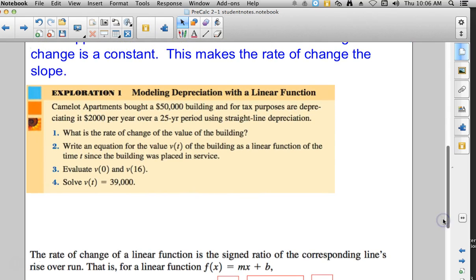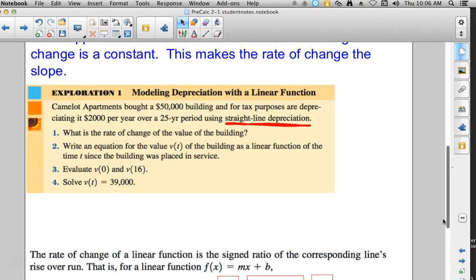So let's look at this little word problem in exploration. It says, Camelot Apartments bought a $50,000 building and for tax purposes are depreciating it $2,000 per year over a 25-year period using straight line depreciation. Now, for your homework, this is important. Let's say we know nothing about accounting. How would we know if they just gave us the numbers that this was straight line depreciation?